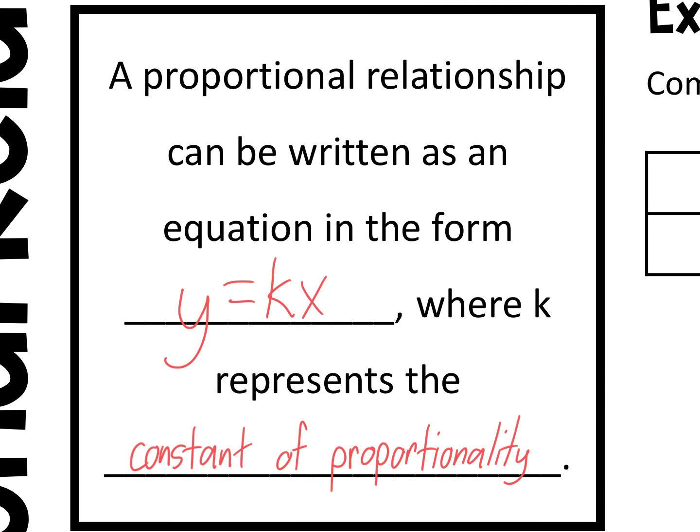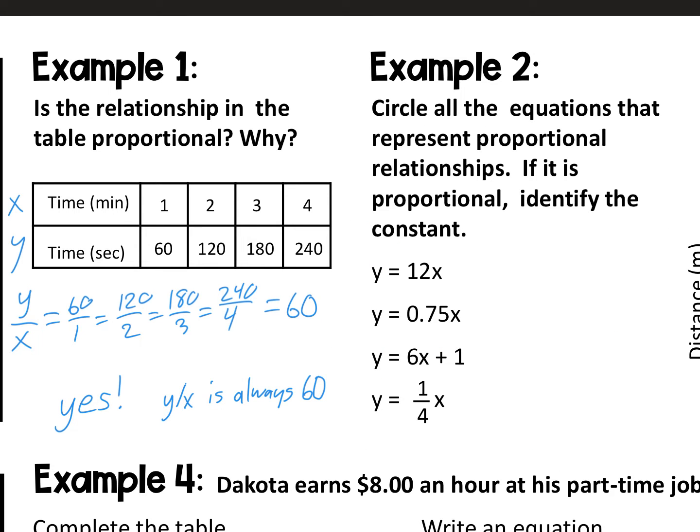Now, for the next example, we need to know that a proportional relationship can be written as an equation in the form y equals kx, where k represents the constant of proportionality. Now, let's look at another example. Circle all the equations that represent proportional relationships. If the relationship is proportional, identify the constant.